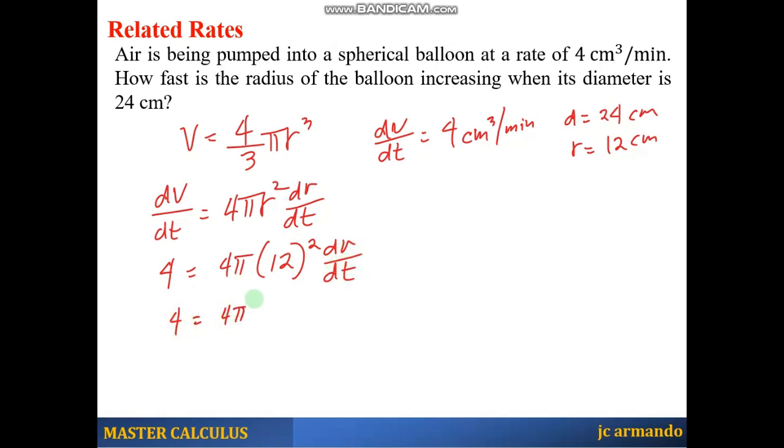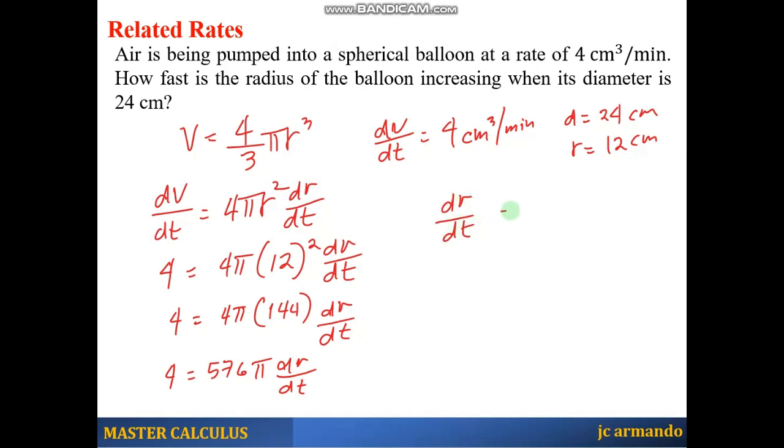So, 4 pi times 12 squared, 144 dr/dt. 4 is equal to 4 pi, we have 4 times 144, 576 pi dr/dt. So, divide natin both sides by 576 pi. Therefore, dr/dt is just equal to 4 divided by 576 pi.